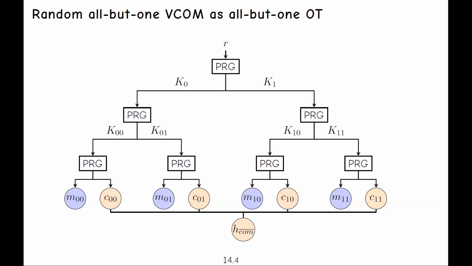To open the vector commitment at all but one index, let's say at every index except for 0, 1, we can just take the copath, the seeds on the copath, and hand them out, and also the commitment here. And this gives us a communication trade-off because the larger the tree, the more we need to compute, but the smaller the opening is relative to the number of commitments.